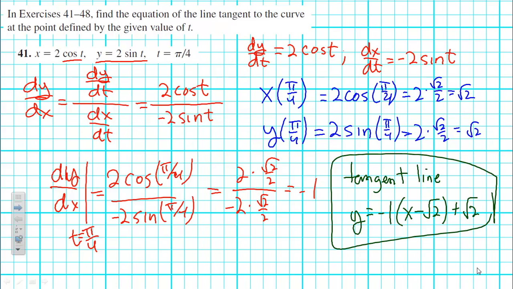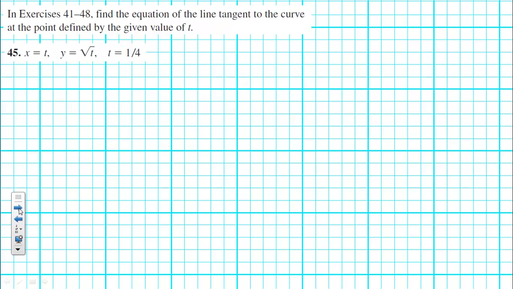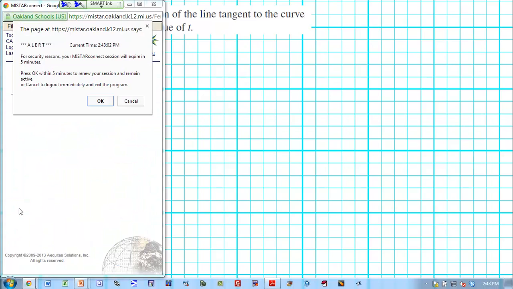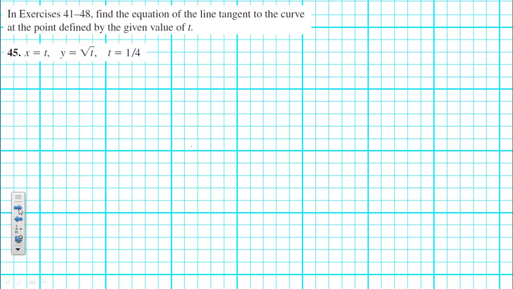Are we okay there? All right. And we want to do another one of these problems. So let me switch over to the next problem. Oh, I just didn't log out automatically. I'll live with that. All right, so now we have another parametric curve, and we want to find the equation of the tangent line. Same procedure. Let's find the slope first.